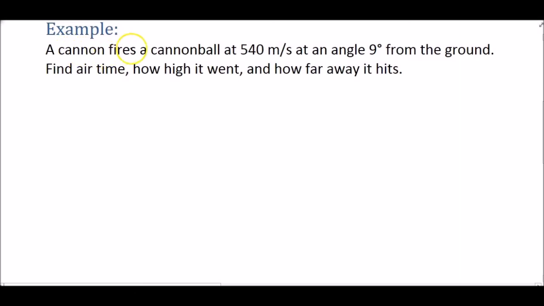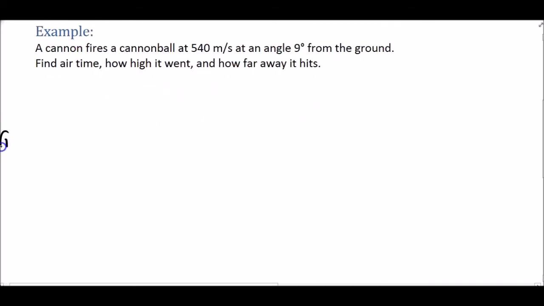So our example, a cannon fires a cannonball at 540 meters per second at an angle of 9 degrees from the ground. We need to find the air time, how high it went, and how far away it hits. So I'm just going to leave a little room up here for our final answers because we don't want to be sloppy about this. So first things first, I'm going to resolve the vector into its x and y components.